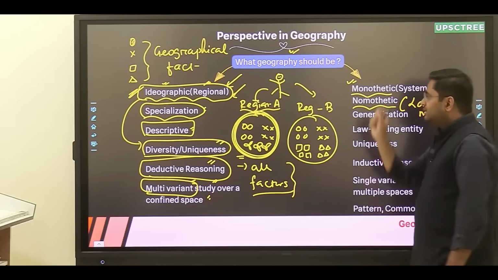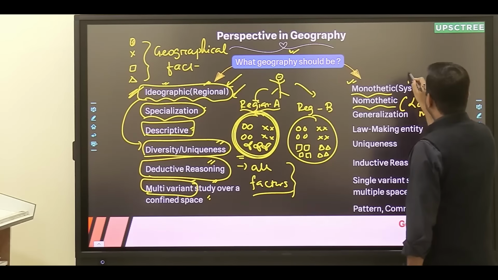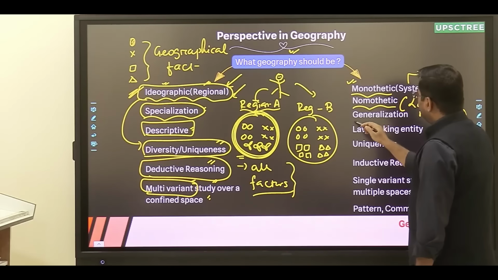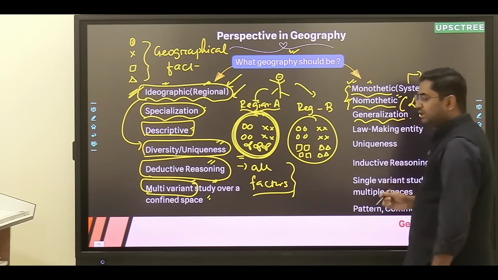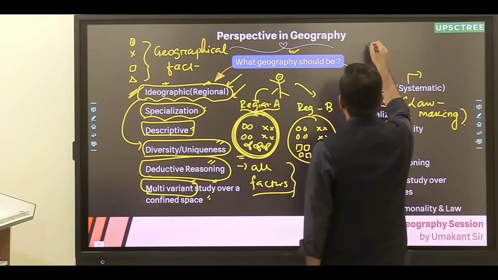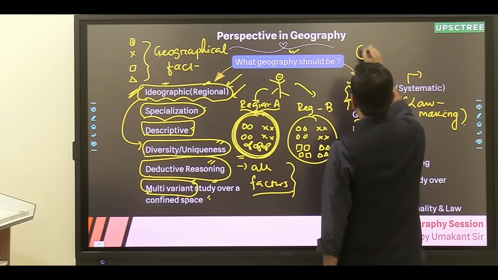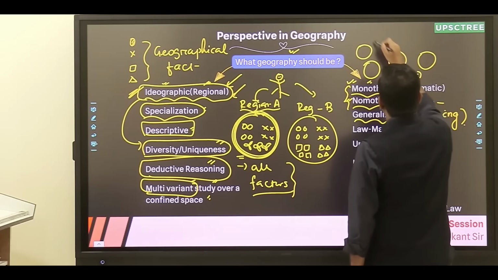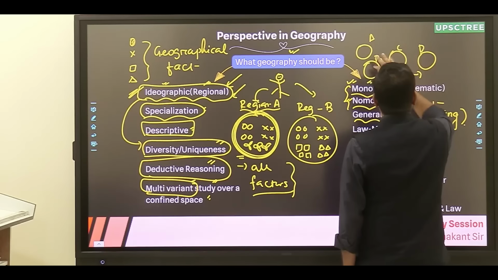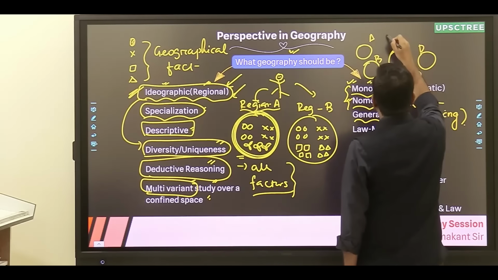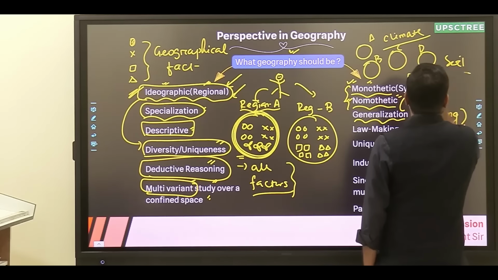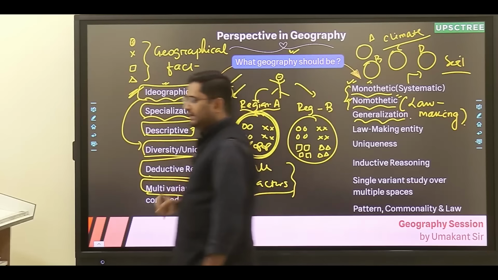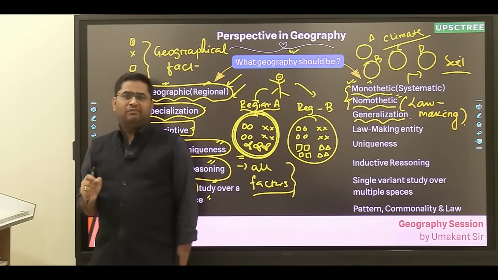But there is another group of geographers who believe that geography should be a systematic entity. And when we say systematic entity, what we require is generalization, and it should be a nomothetic entity. These two words you should remember. One is idiographic, another is nomothetic. Nomothetic means systematic. For example, as a geographer, I go to, say, North America, South America, Africa, Australia. So this is region A, B, C, D. Four different regions. But I study, say, only climate. Or if I study only, say, soil. Okay. So I am going and visiting different regions, but I am studying only one geographical fact in that region.